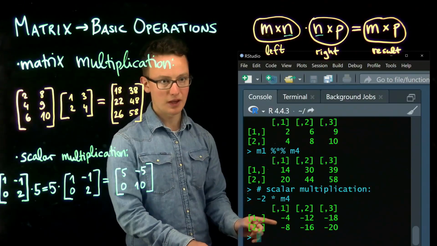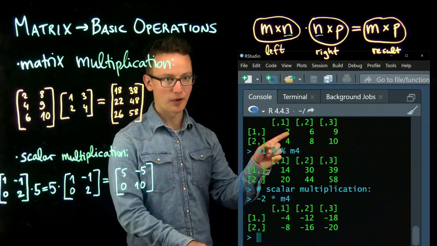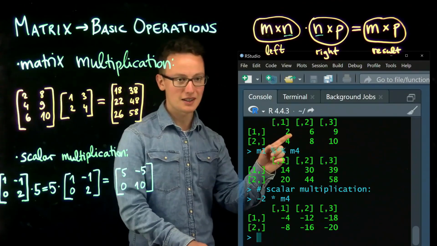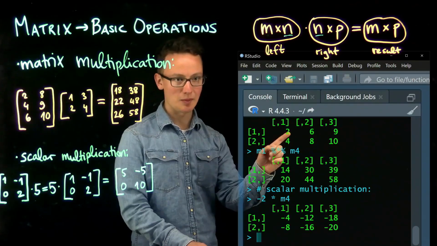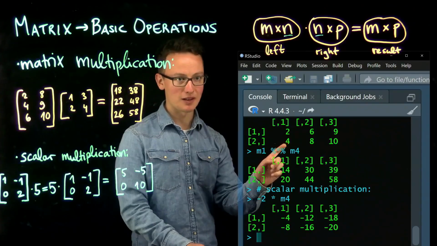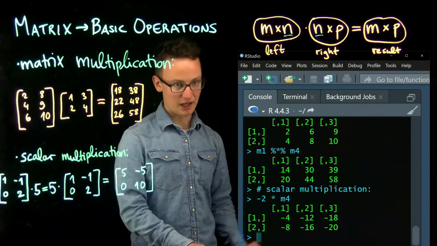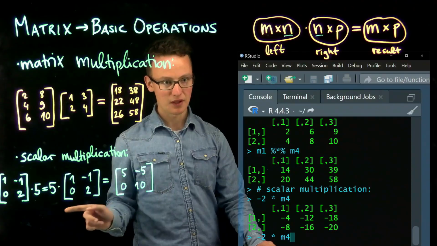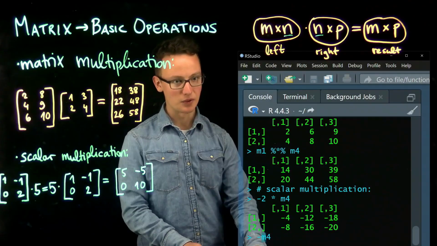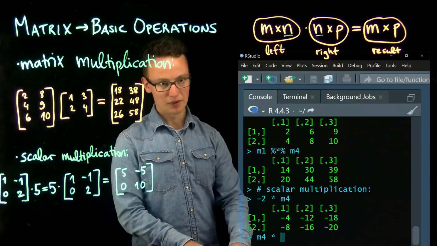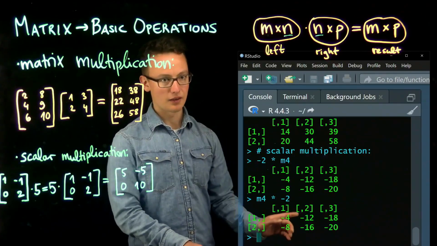So that will give us a new matrix, which will be the same as M4, only that each element has been scaled by minus 2. So a 2 has become a minus 4, a 4 has become a minus 8, and so on. That is our result of the scalar multiplication. And as we saw here, it really doesn't matter if this minus 2 is on the left or on the right side. We'll write it like this, and the result will be the same.